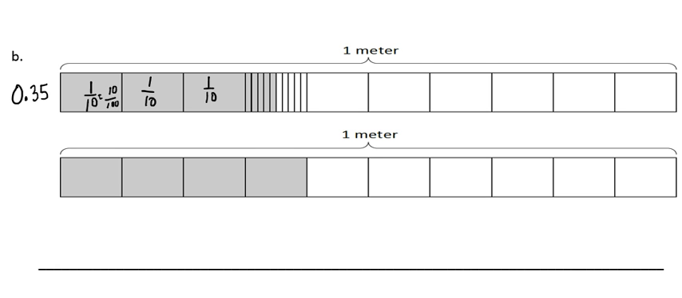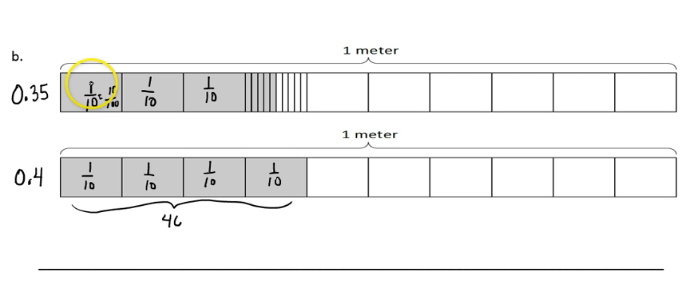In the second tape I have 1/10, a second tenth, a third tenth, and a fourth tenth. So I have 4/10. I can also express that as 40/100, or in decimal form 0.40, because again each tenth is the same as 10/100, so altogether that would be 40/100.